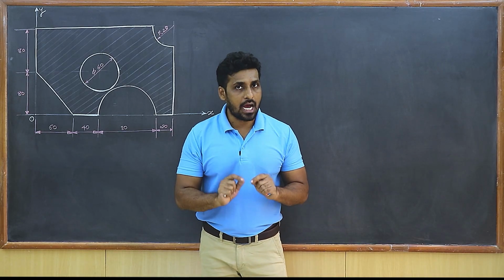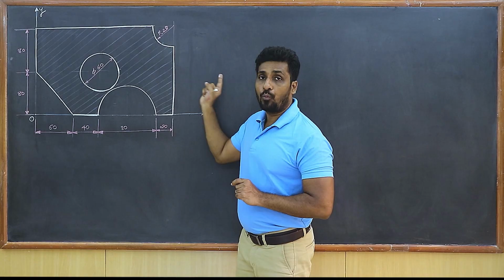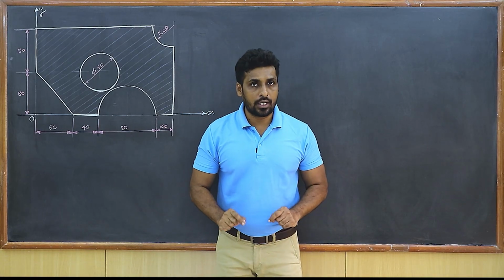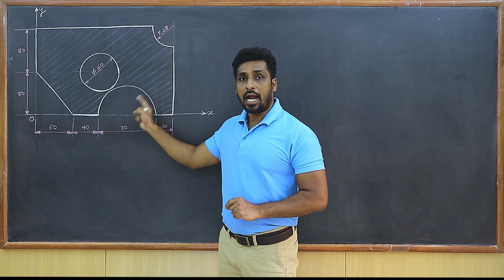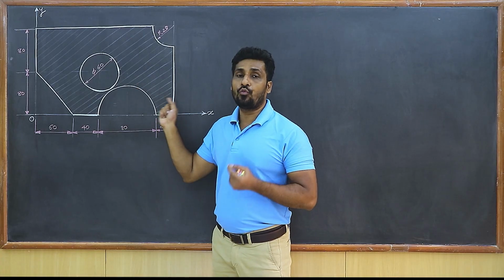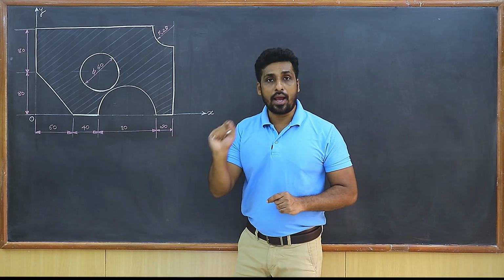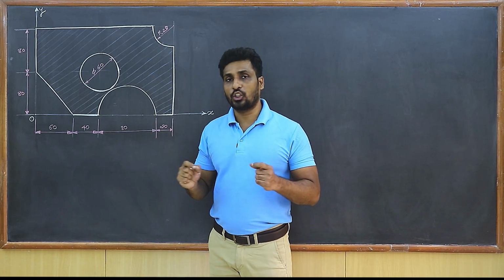Now students, are you observing that this entire composite shape is kept in the first quadrant? If it is kept in the first quadrant, that means x bar and y bar for all the standard shapes is going to be positive, isn't it? Every single standard shape that you find over here, for all of them, the x bar and y bar value is going to be positive because the entire solid is kept in the first quadrant.